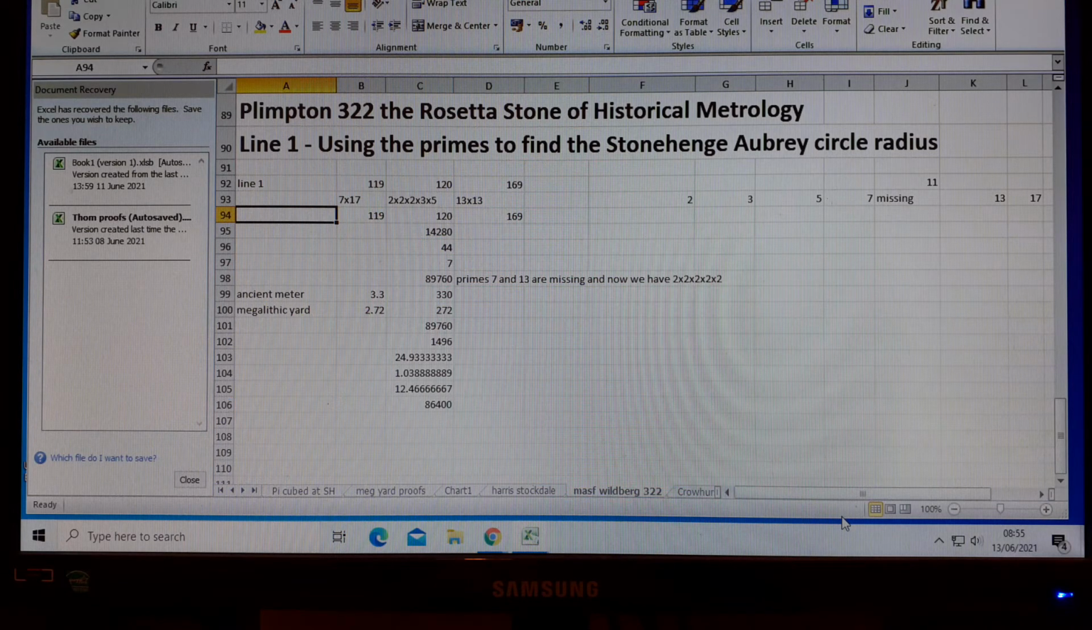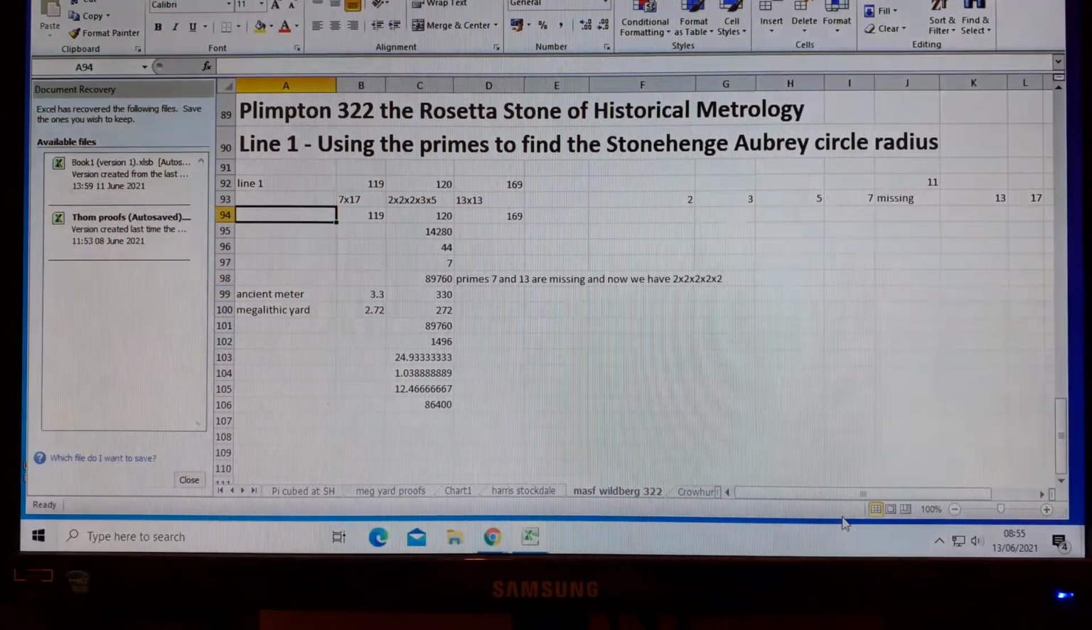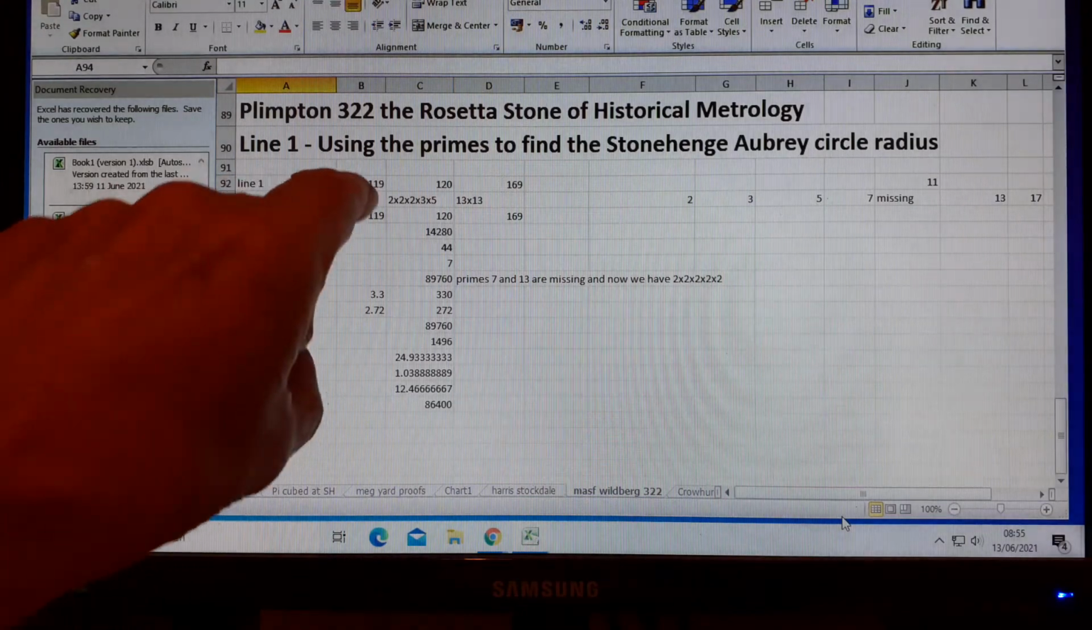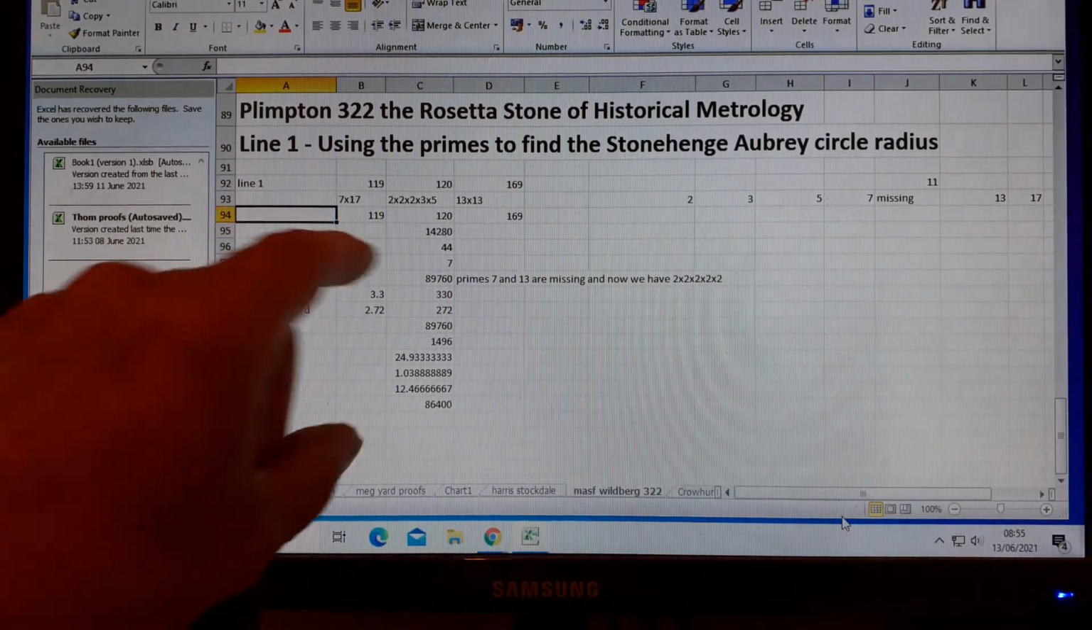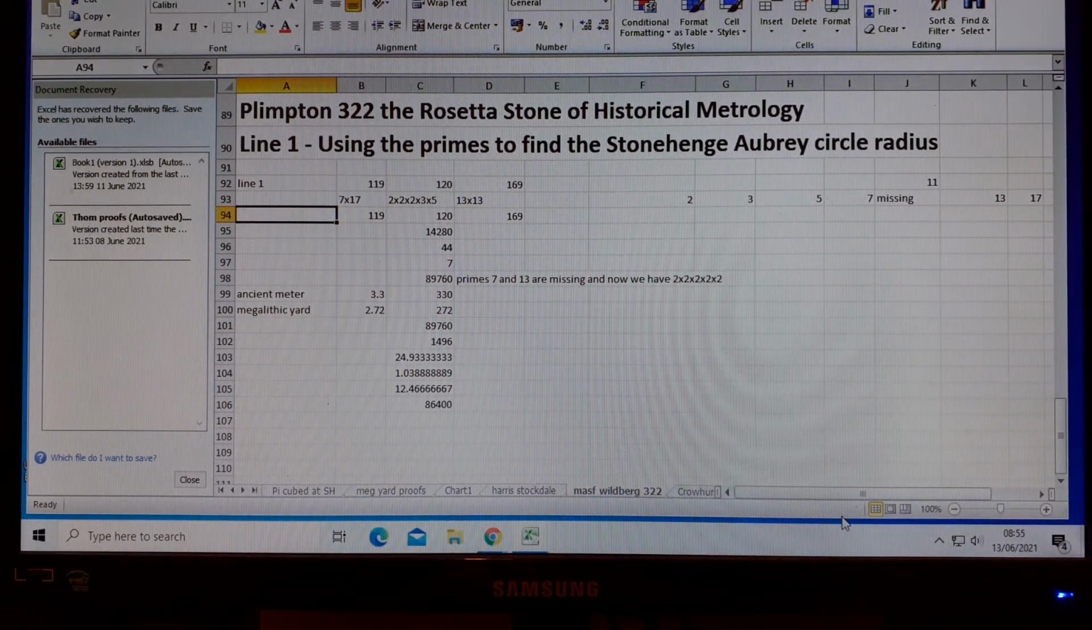So they've deliberately left out using pi as 22/7. They've deliberately left out prime 7. They've cancelled it out. And what they're doing when they're putting 7 times 17 here, they're leaving the megalithic yard in the calculation. It's coming to the radius here. It's still there, and it doesn't get taken out. It's still there at the end. So that's where the megalithic yard comes from.